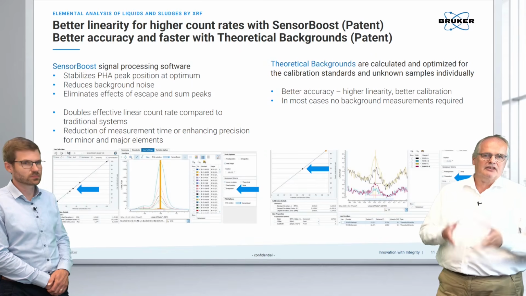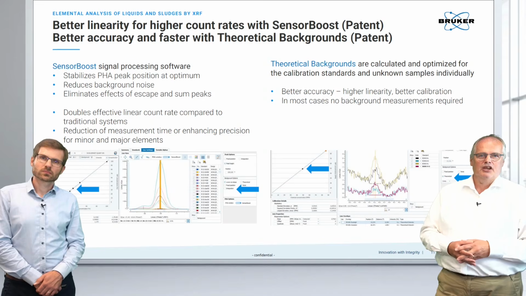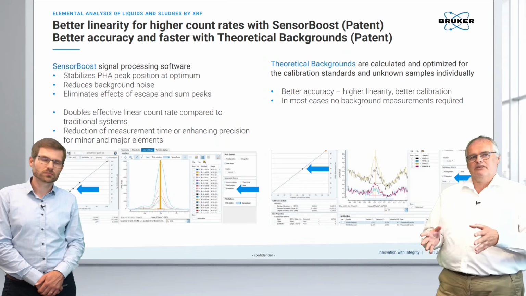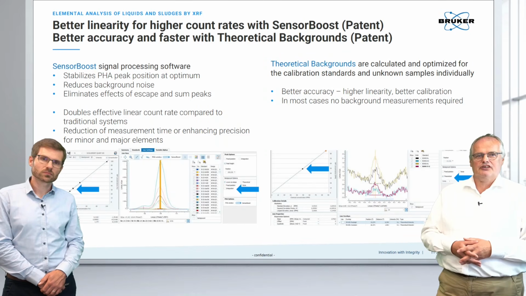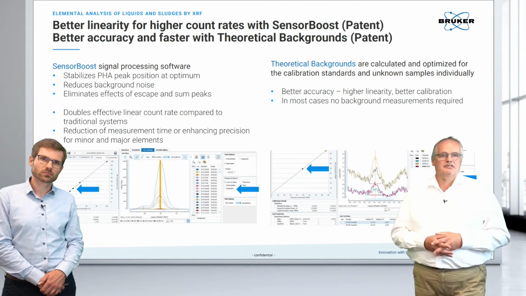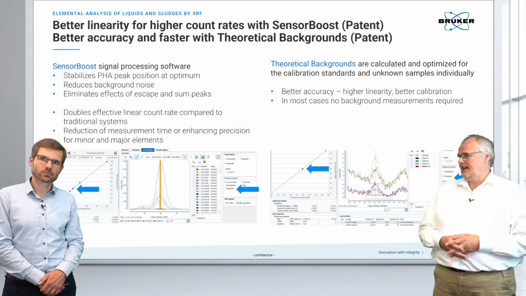The second thing, especially for traces like cadmium around the tube lines, is the theoretical background model. It's also a patent. Here we calculate the background position, and this helps to get better net intensities, helps with the accuracy, and reduces the required measurement times, because in most cases we don't need any background measurement.